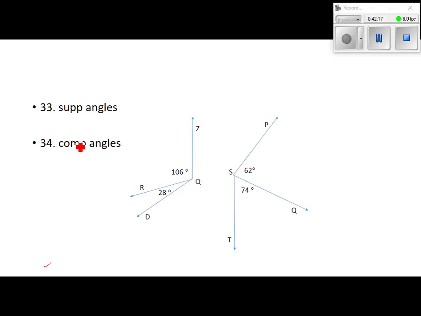Number 33, name two supplementary angles. If they're supplementary, they got to add up to 180. So I look down here and I'm trying to find two numbers that add up to 180. Well, 106 and 74 add up to 180. So it's those two angles, the 106 angle and the 74 angle. And we just got to name them. Make sure you use your symbols.